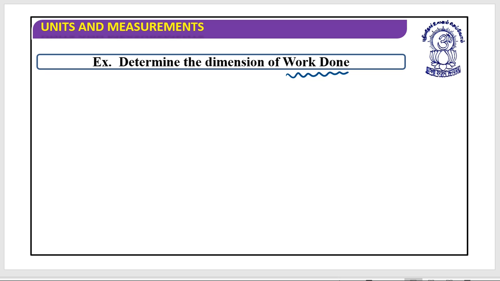Do you know it? Try to remember. Did you use it before? Work done in class 9? It's in work, power, energy. So what is work done? It is force multiplied by displacement.